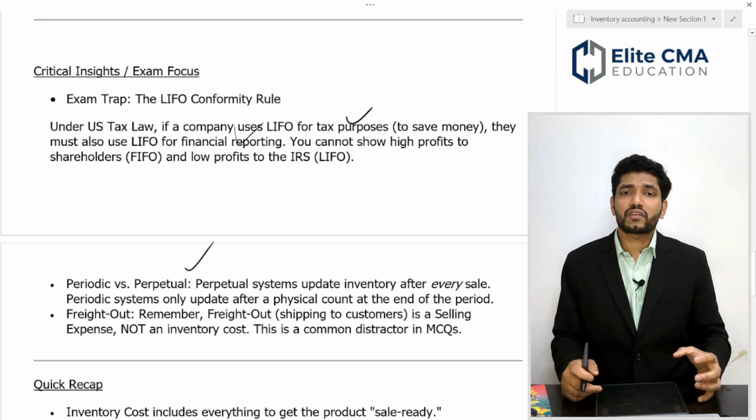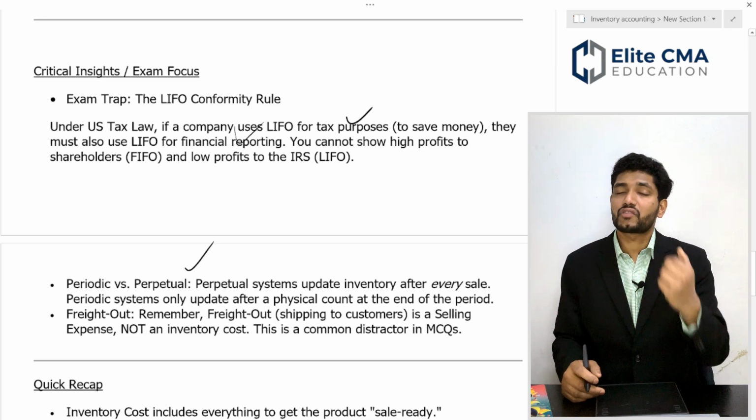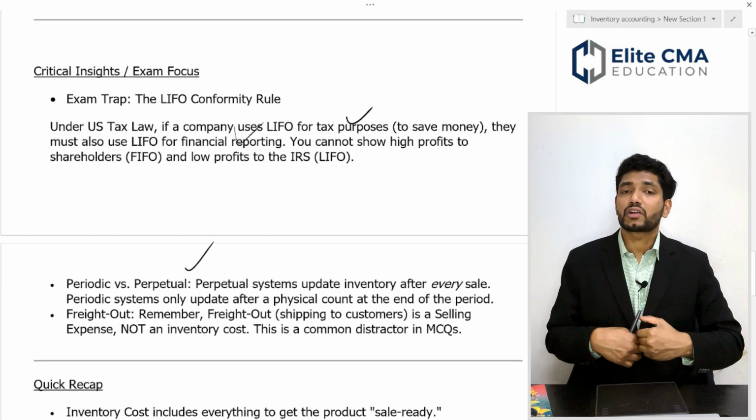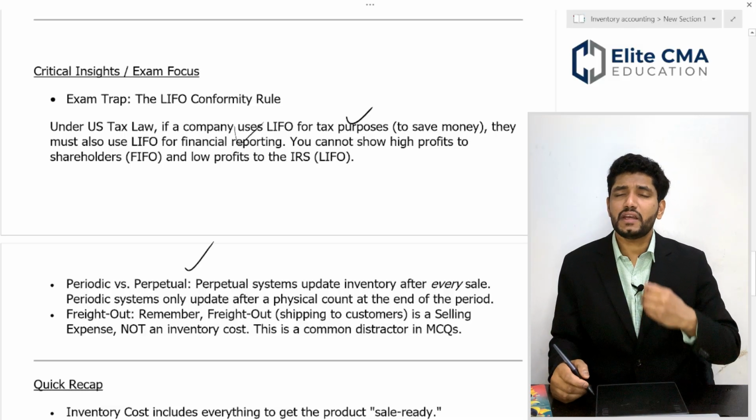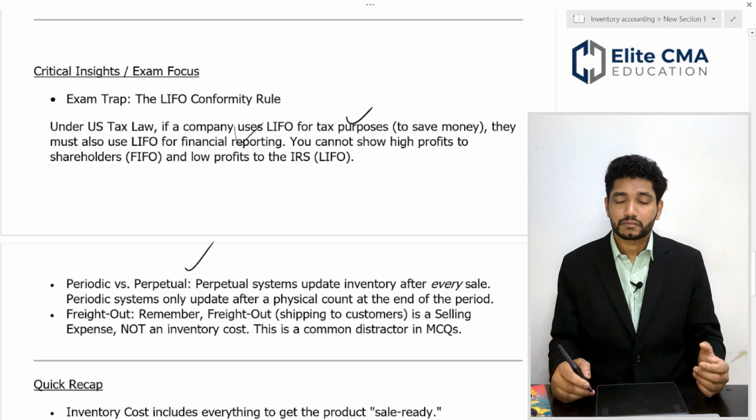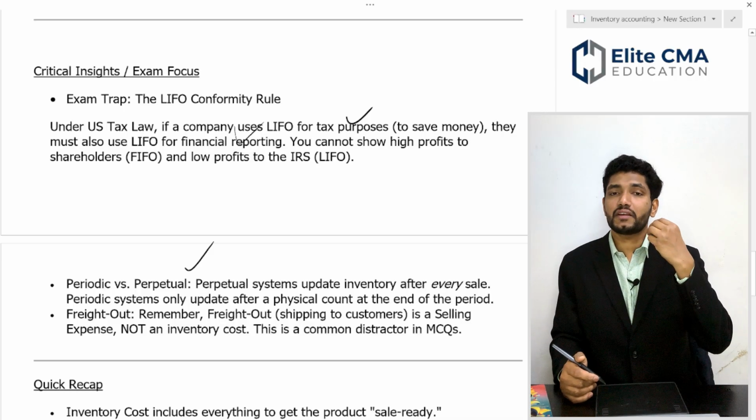In the perpetual inventory system, the system will reflect the inventory cost after every inventory movement. When it comes to the periodic system, it reflects only after a specific period.